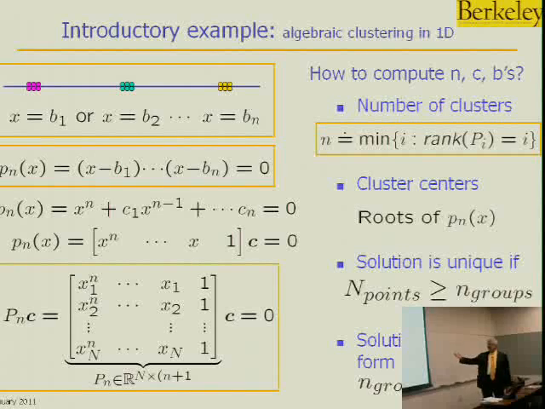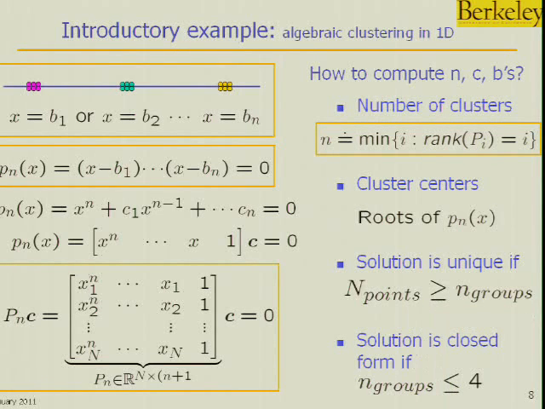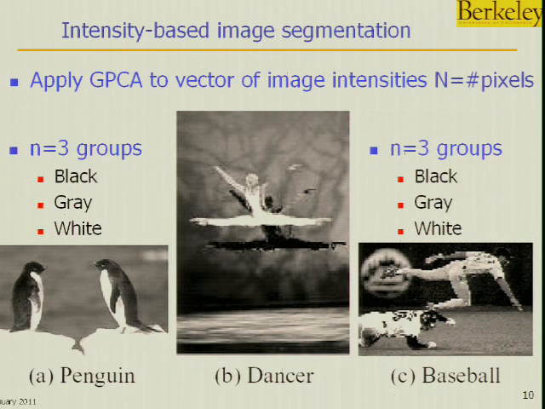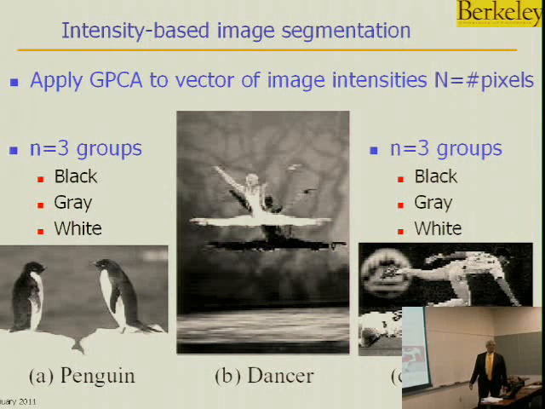The solution is unique if there are at least as many points as there are groups. You have to have at least one point per cluster, otherwise you're out of business. And the solution is in closed form. You can find the roots of polynomials of degree 4 or less in closed form. Beyond degree 4, you're on your own. There are no closed form roots, and that's just a mathematical nicety. But already with this, you can segment data. So how do you use this to segment data?